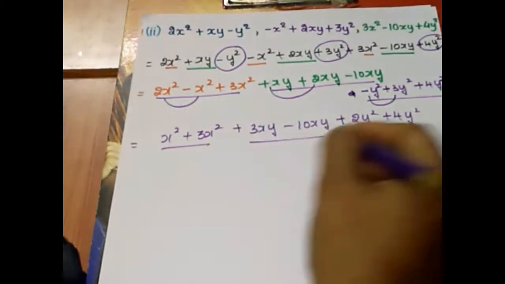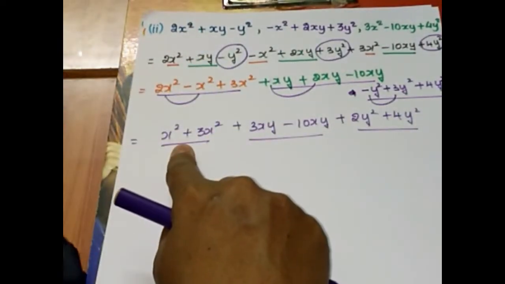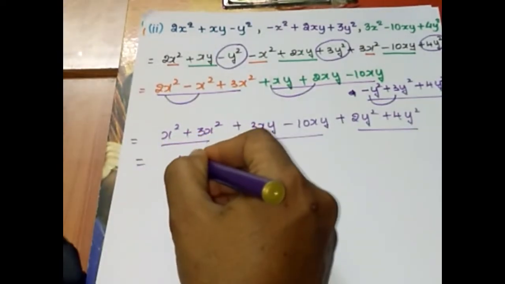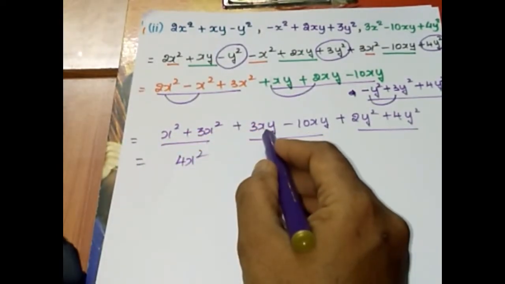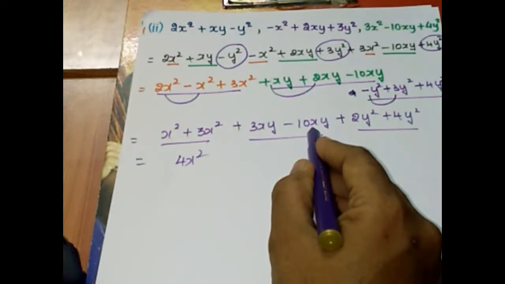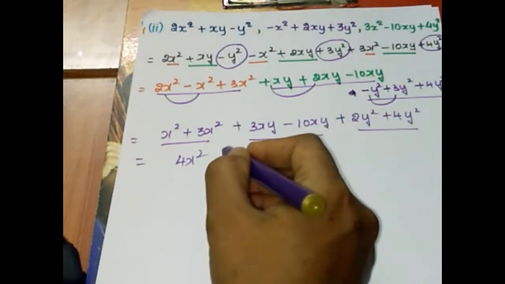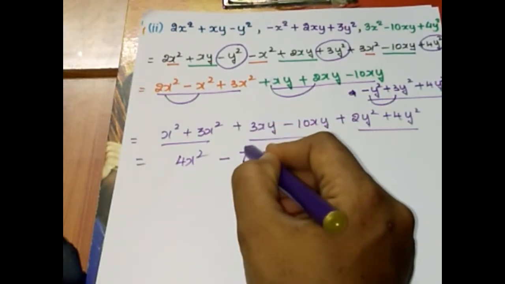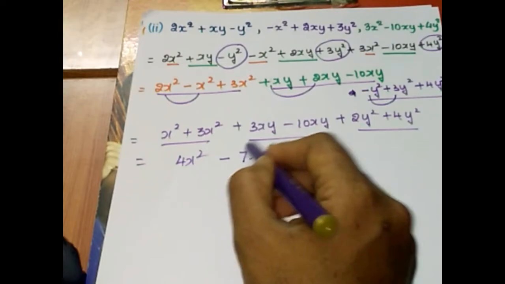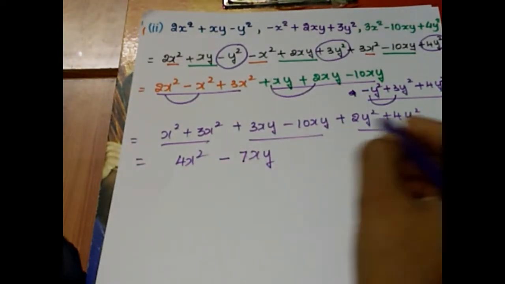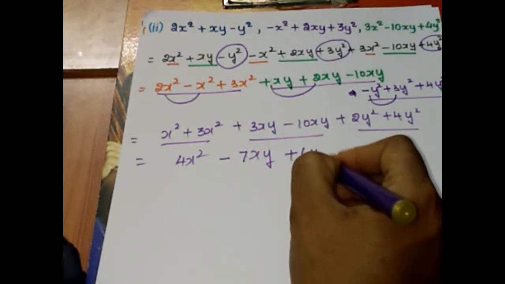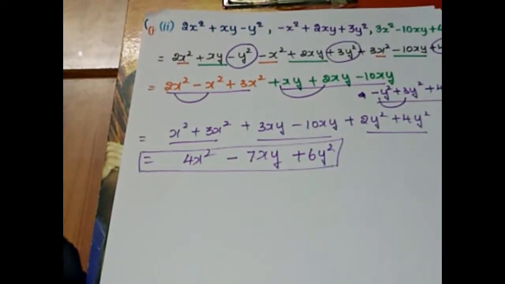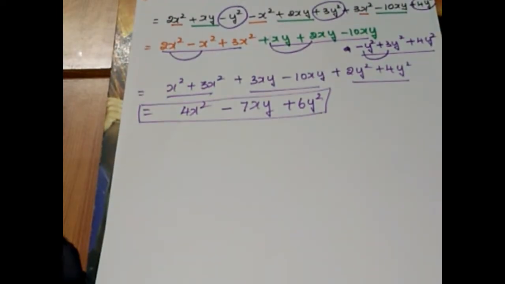Now consider the 2 terms. The 3 terms are simplified and written with the help of 2 terms. Let's do it. x square plus 3x square is 4x square, plus 3xy minus 10xy: subtract and write the greater number sign. 10 minus 3 is 7, but 10 is with minus sign. Next, plus 2y square plus 4y square is plus 6y square. This is the solution we have solved with the row method.